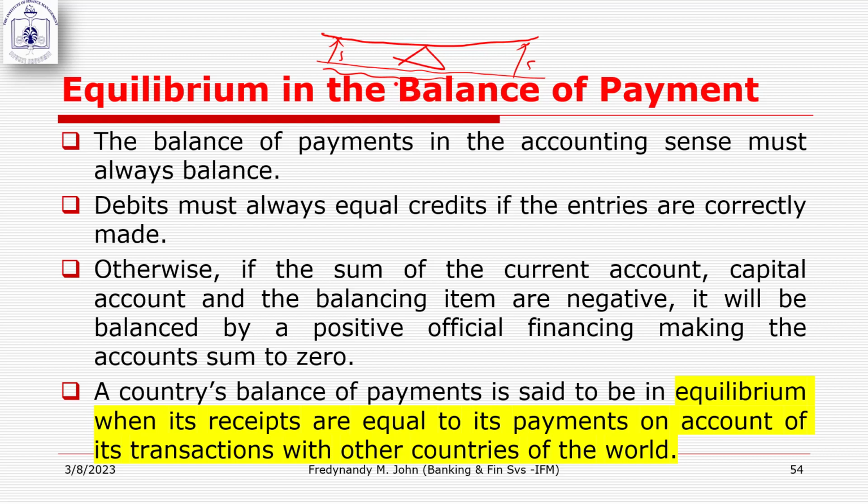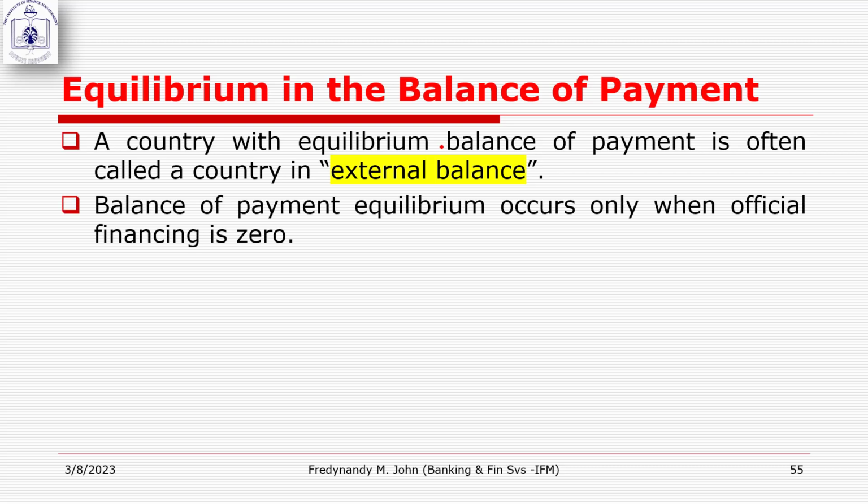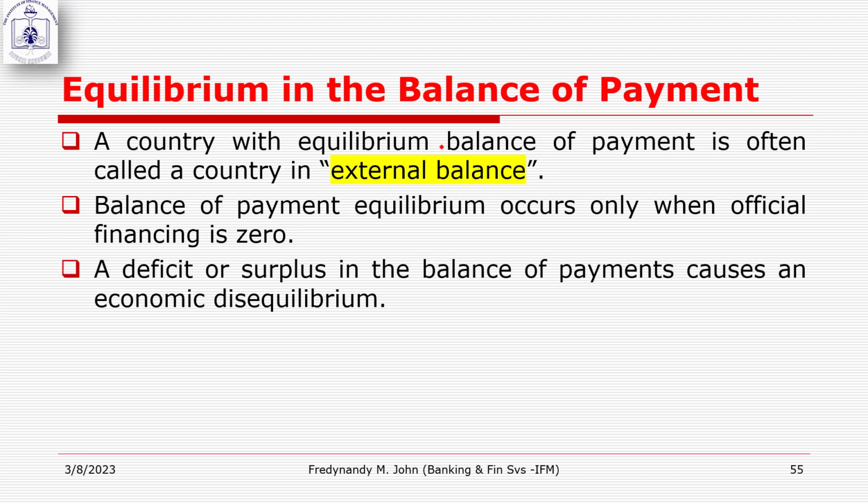But in case that a country's receipts exceed what the country has just paid out, then we can never achieve the equilibrium. Equilibrium is achieved when everything equals. A country with equilibrium balance of payment is often called a country in external balance. Balance of payment equilibrium occurs only when official financing is 0. A deficit or surplus in the balance of payment causes an economic disequilibrium.